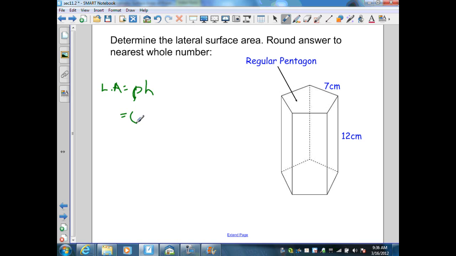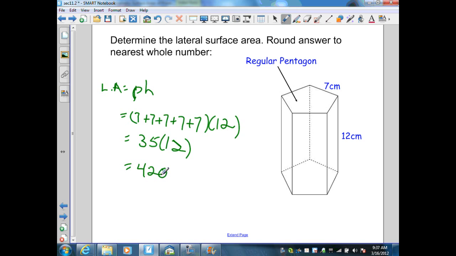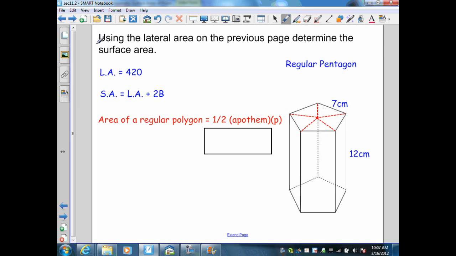Here the perimeter of the base is going to be 7 plus 7 plus 7 plus 7 plus 7 times my height, which is 12. Or 5 times 7, which gives me 35 times 12. Simplifying, 35 times 12 is 420. They want to continue with this example. They want to use the lateral area on the previous page and determine the surface area of that same figure. We already have the lateral area to equal 420.